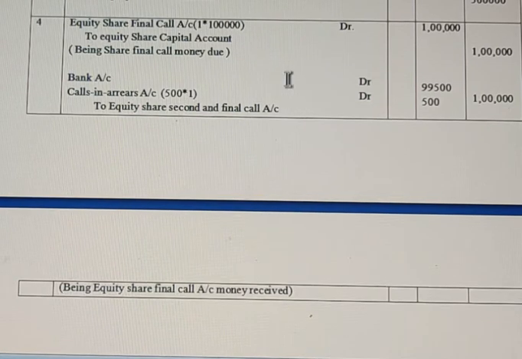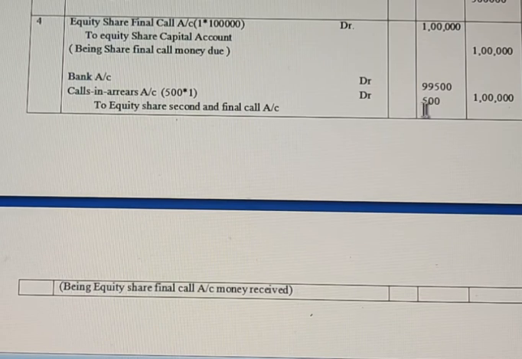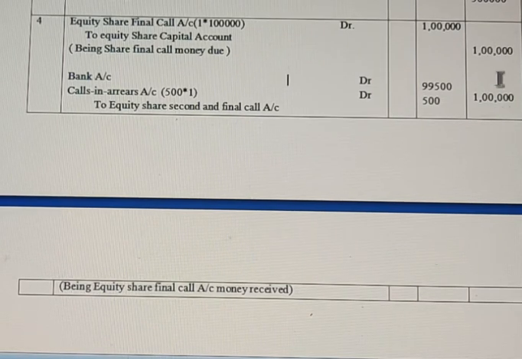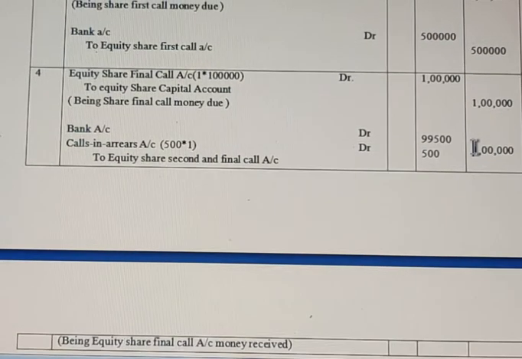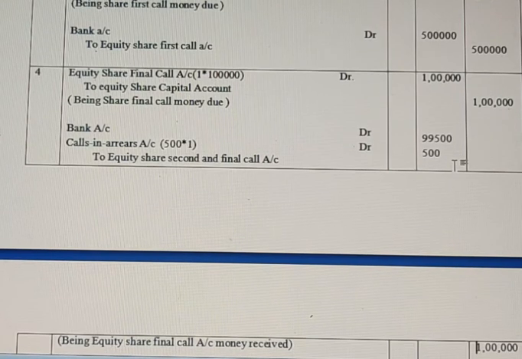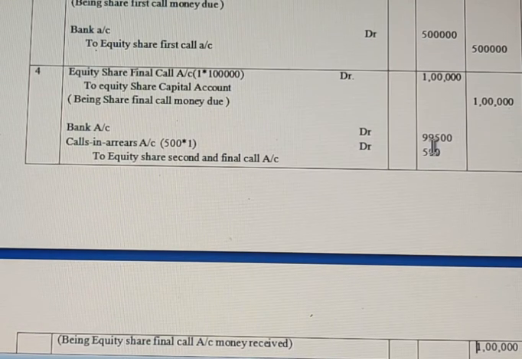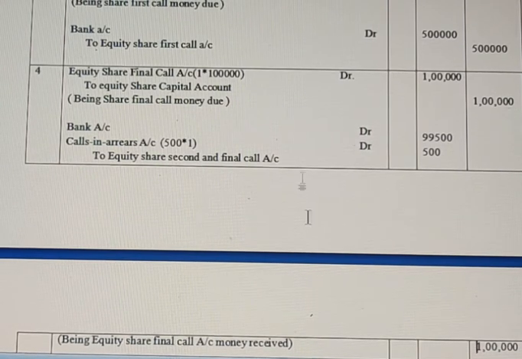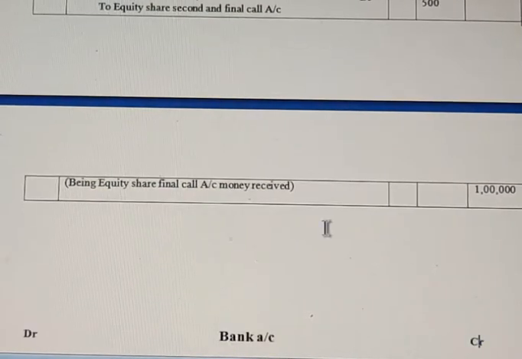So bank account debit, calls in arrears account debit to equity share second and final call account. Actually you were supposed to receive 1 lakh in the final call account. Now you have to start checking out of this 1 lakh what is the value that you have not received. They have clearly mentioned 500 rupees you have not received out of 1 lakh. So 1 lakh minus 500, actually that you are receiving here is 99,500. This is how you give a complete journal entry. Now this is how all the 8 journal entries we were giving.